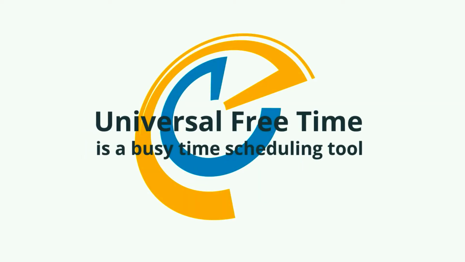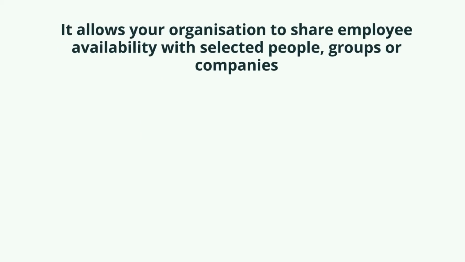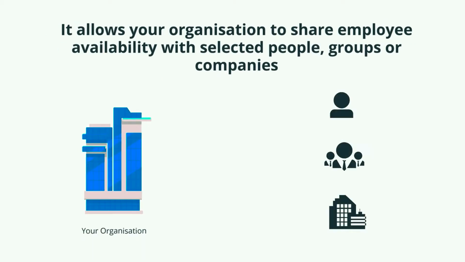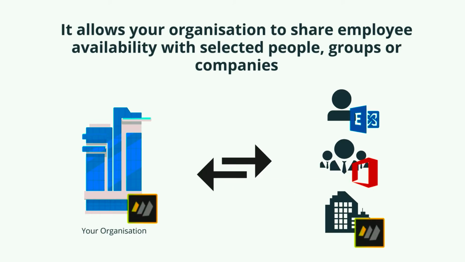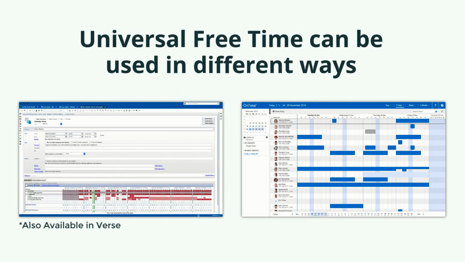Universal Free Time, in essence, is a busy time scheduling tool. It allows organizations to share employees' availability with selected people, groups, or companies, no matter which email platform they use, saving people a lot of time when scheduling and planning. Universal Free Time can be used in different ways.